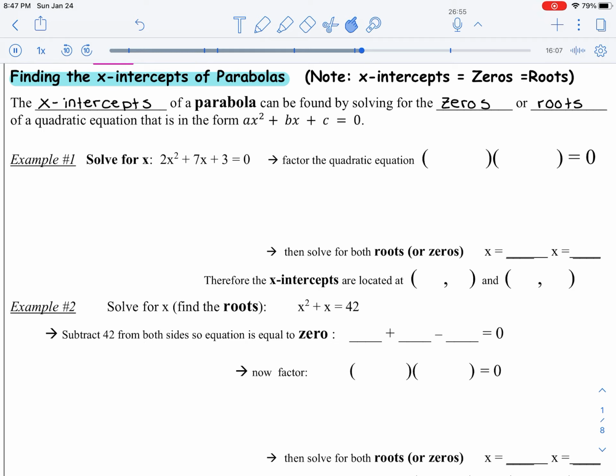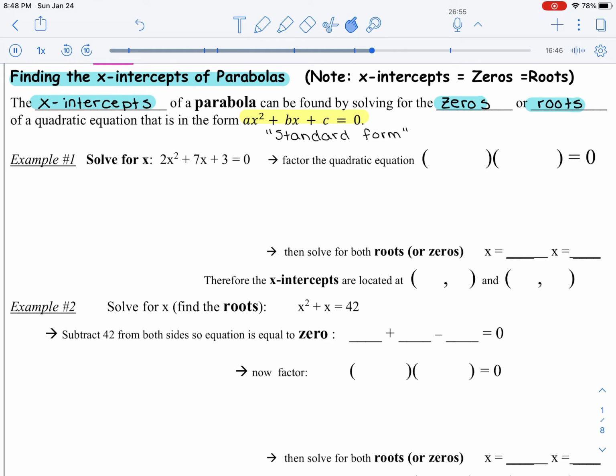I know that the x-intercepts of my parabola can be found by solving for the zeros or roots of a quadratic equation that is written in the form ax squared plus bx plus c equals 0. I'm going to write a little note to the side for us to remember that this form is what we're calling standard form. I have everything to one side of my equation with equals 0 on the right-hand side.